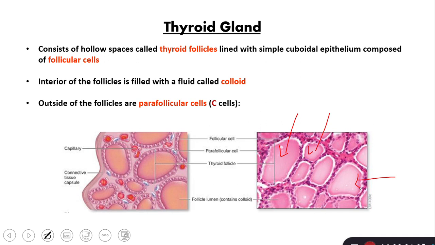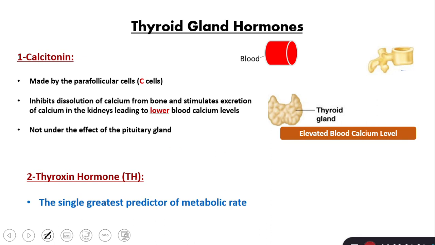Inside of each follicle, there is a fluid that we call colloid, and there are cells around the follicles that we call parafollicular cells or C cells. They produce a different hormone. The thyroid gland produces two different hormones, calcitonin and thyroxin. The calcitonin hormone is released by the parafollicular cells or the C cells that are located around the thyroid follicles.